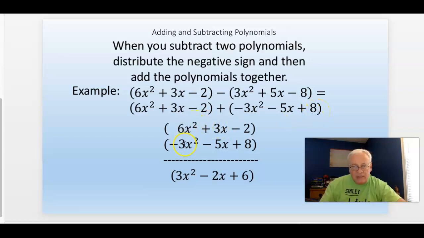Now we can just line them up again like we did before and add up like terms. So again, 6 minus 3 is 3x squared. All right, 3x plus negative 5x is negative 2x. And 8 minus 2 is 6, okay? You can just do it just like that.